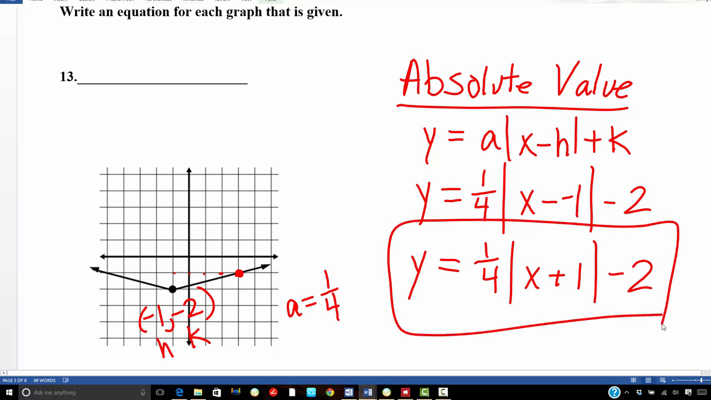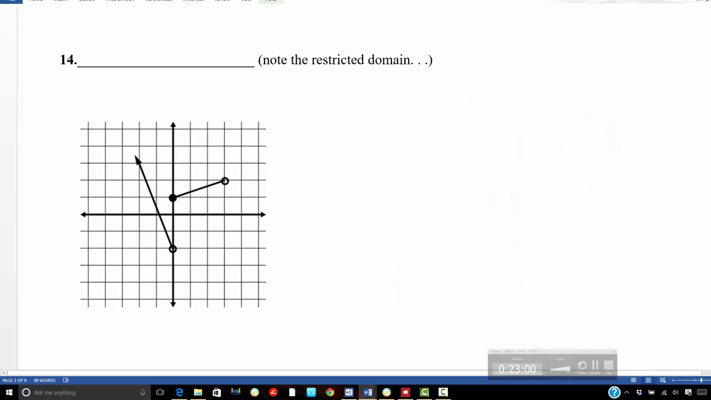All right, and then number 14, the piecewise function we've got here. First thing we should notice, the boundary line is at x equals 0. And don't worry about this note on the restricted domain. I don't think that's on your papers. So the boundary line is at 0.